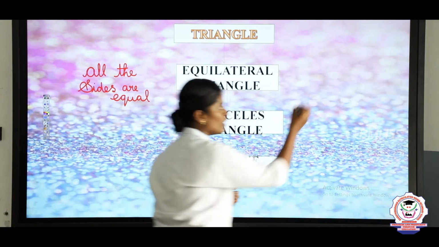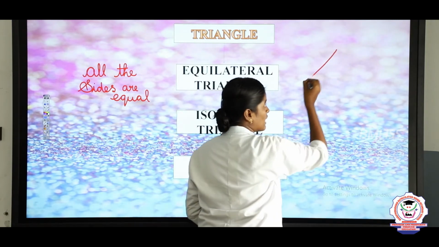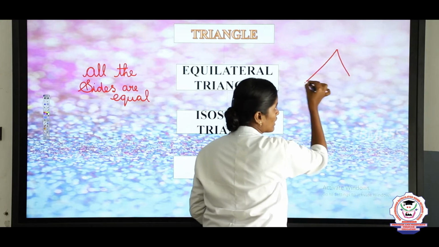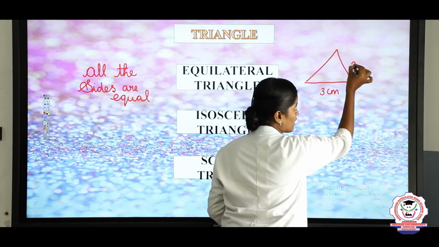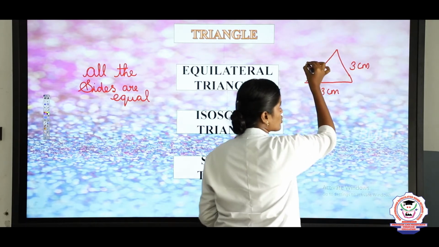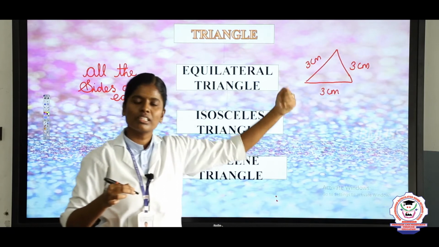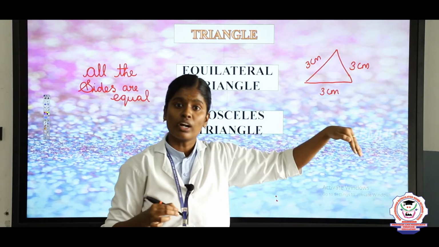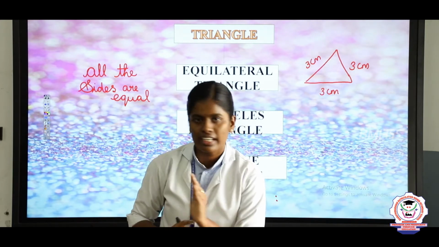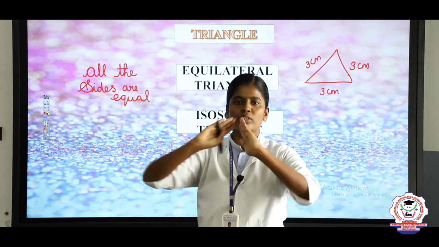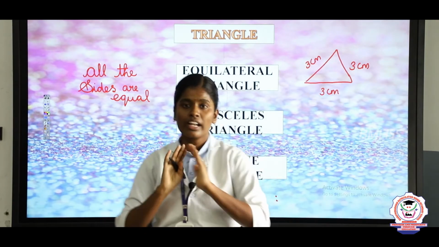For example, if you are drawing a triangle, we have 3 sides in a triangle. This is 3 centimeter, this also 3 centimeter and this also 3 centimeter. So 3 centimeter, 3 centimeter, 3 centimeter. So it is called an equilateral triangle. What is meant by equilateral triangle? All the sides of the triangle are equal.